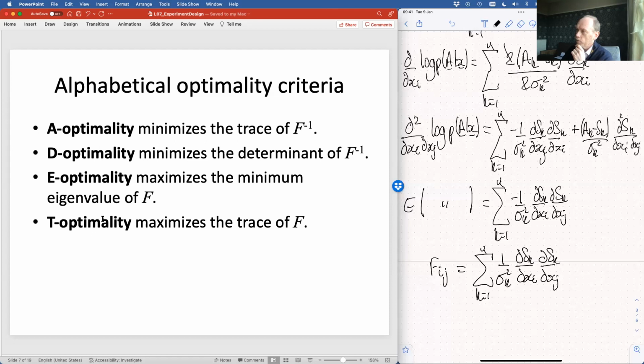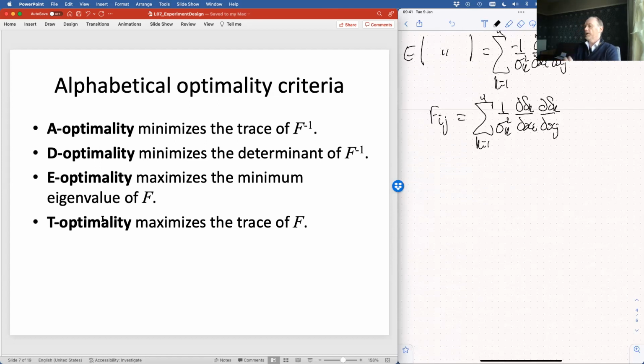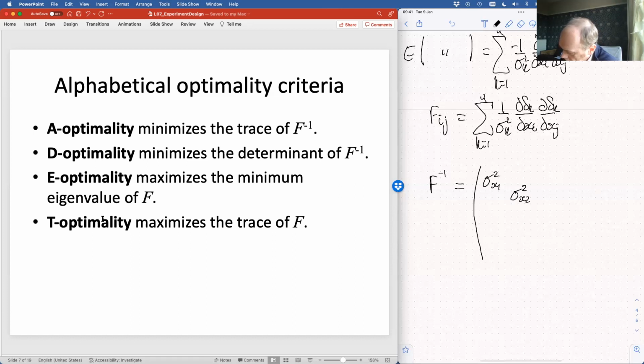And they all derive quite simply from the Fisher matrix. So the first one minimizes the trace of the inverse Fisher matrix. Let's just think about the structure of the inverse Fisher matrix for a moment. Of course, it's an estimate of the expected covariance on our parameters. So in general, it's got this sort of structure to it.